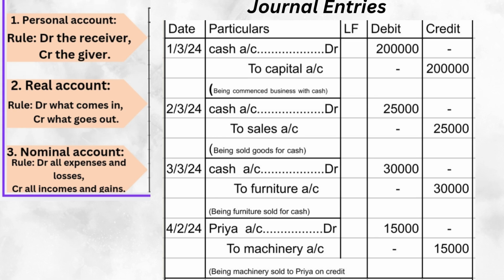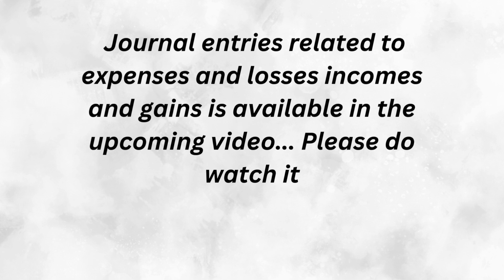I hope these sales transactions are identified by you and understood by you clearly. Open your textbook, find certain transactions, identify whether it is a cash transaction or a credit transaction, and practice various journal entries related to purchases, sales, all these transactions from your book, and comment in the comment section if you have any doubts. In the next video we are going to learn about expenses and losses, incomes and gains, which are also called nominal accounts, which will be available in the upcoming video.